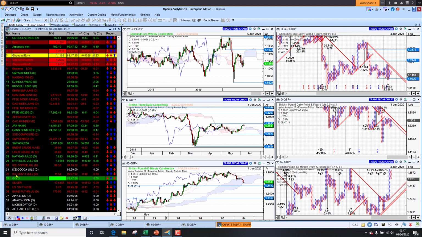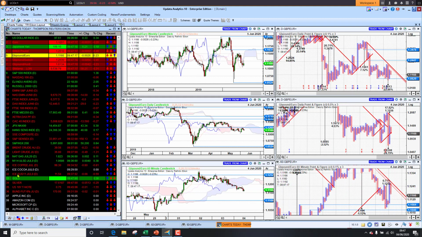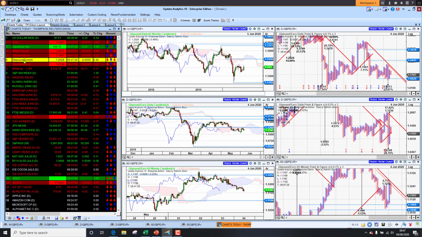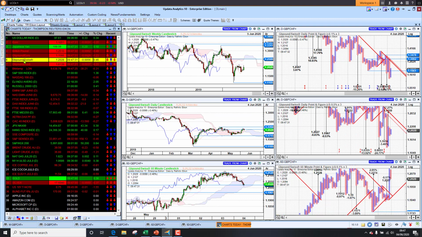Looking at euro sterling, we're sitting at 111 as well. So here we're just seeing sterling falling against the euro, still looking weak. And we do have downside targets, but a bit of a mixed picture there at the moment. And sterling Swiss sitting at 120, also just coming off the top there.